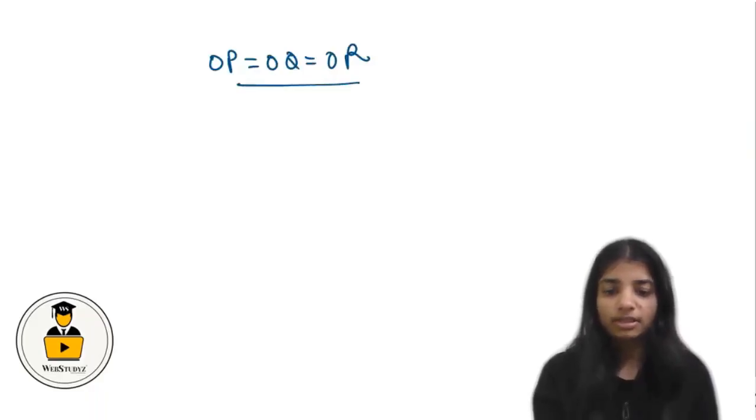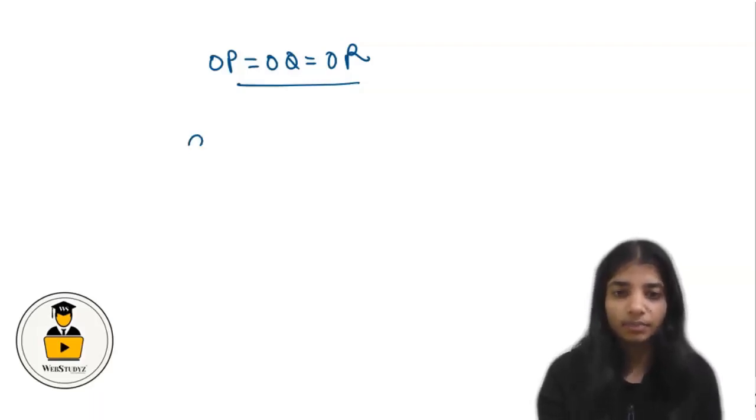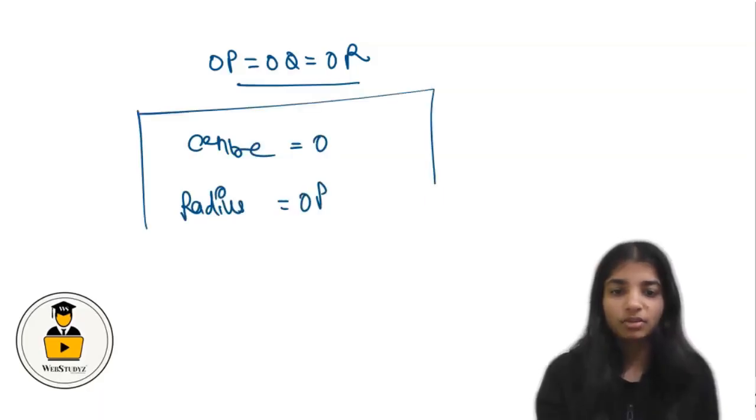Now other points which have the same distance from the origin as OP will lie on the circle with center O and radius OP. So we can say that the set of all points related to P is the circle with center O and radius OP. So this is the answer to the given question.